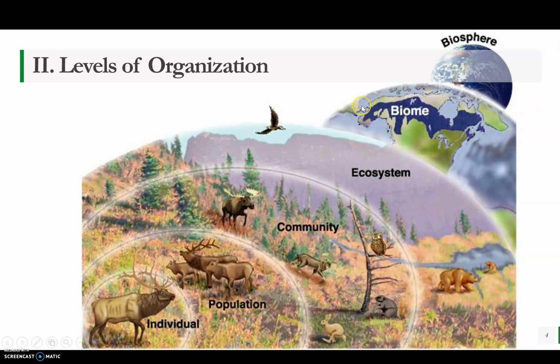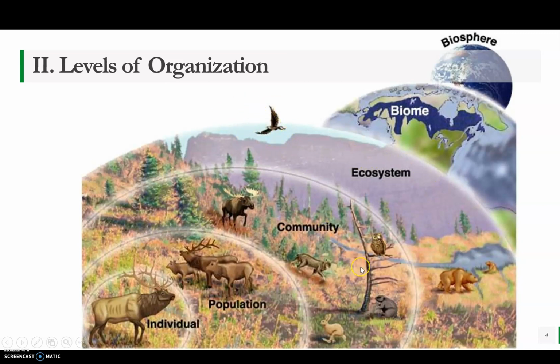So if we are going into the biome, the ecosystem is again going to be in that set location. It is going to be all of the living and non-living things. So that's going to include, for this one, the stream here and these bears and the grass and the mountains and the eagle here.